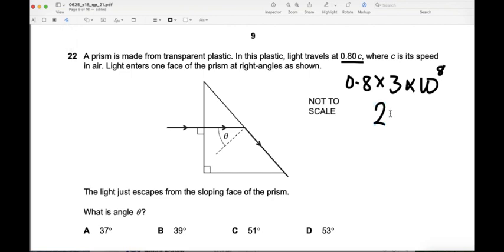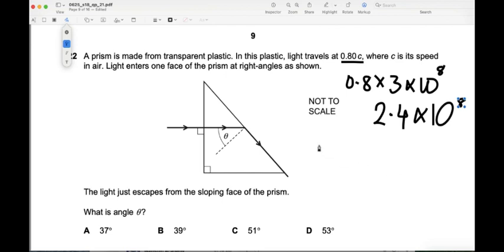So the speed in the plastic is 2.4 times 10 to the power of 8. Now here we can find the refractive index, since we now know the speed in air and the speed in the glass.